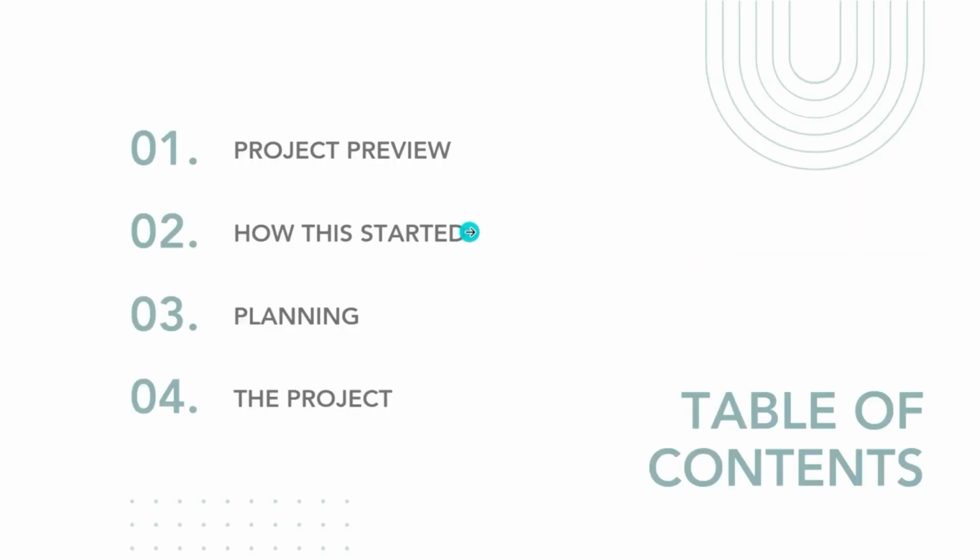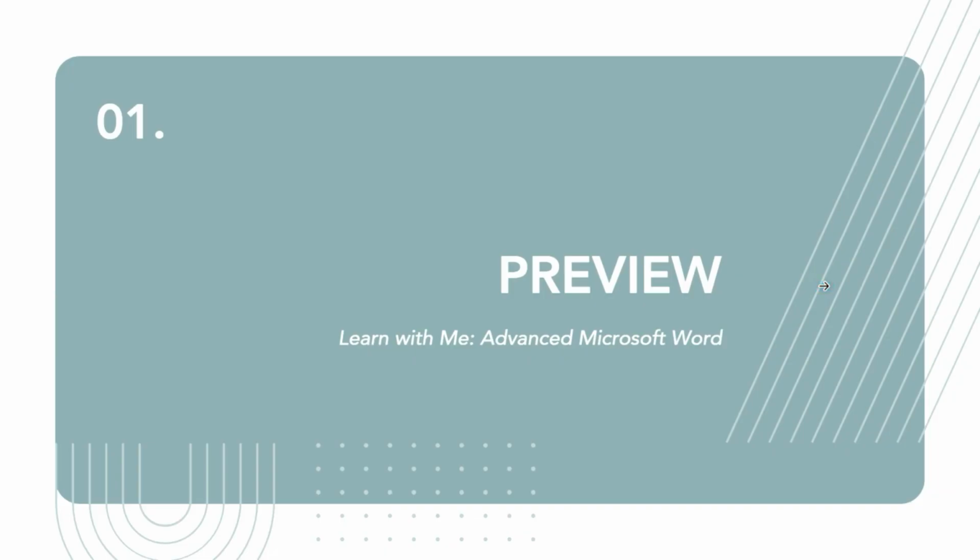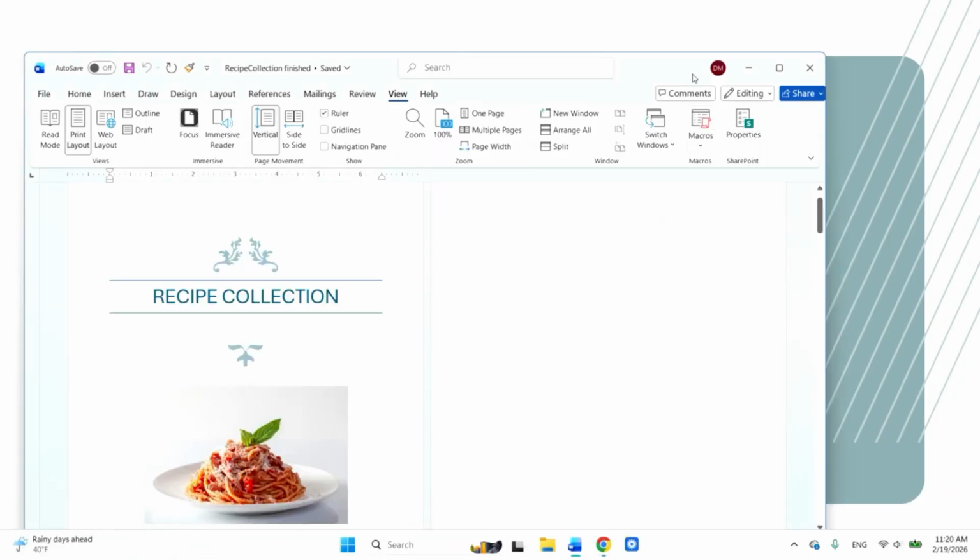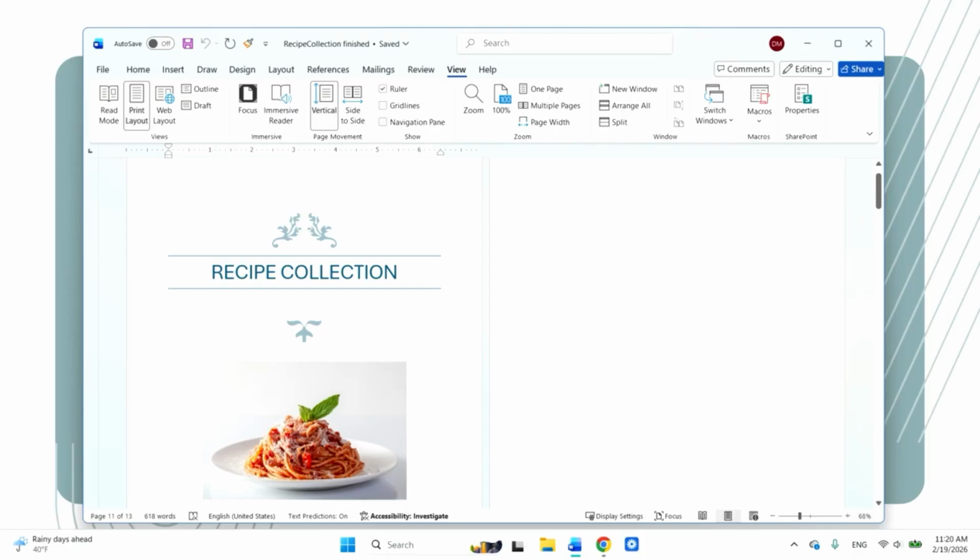So, we're going to do a project preview. We're going to see how everything started. We're going to look at the plan, and then we'll get straight to the project. So, the preview, I'm going to tab over to our document here. This is what we're making. I'm not a graphic designer. Yours might be more beautiful than this, but this is extremely functional.